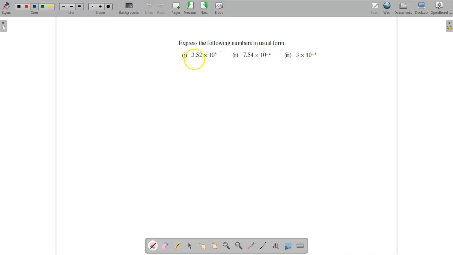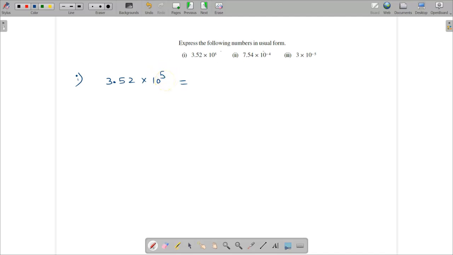Here they have given the first problem as 3.52 into 10 power 5. That is, this number is multiplied with 10 power 5. So what is 10 power 5? 10 is repeated 5 times, and I have to multiply that with 3.52. So 3.52 will become a very big number. Why? Because this power is nothing but a positive power.